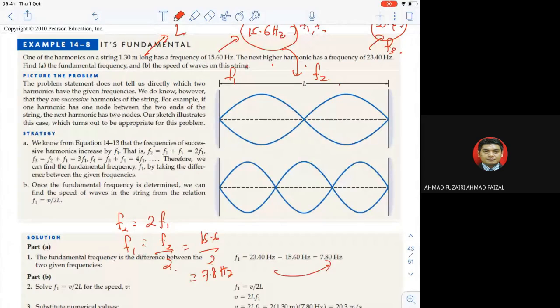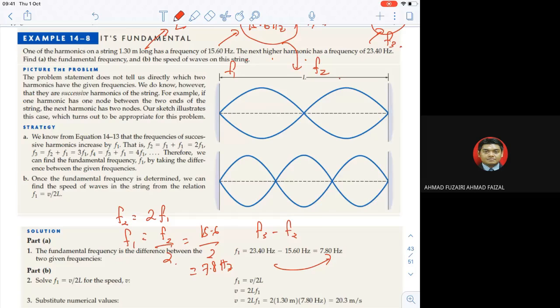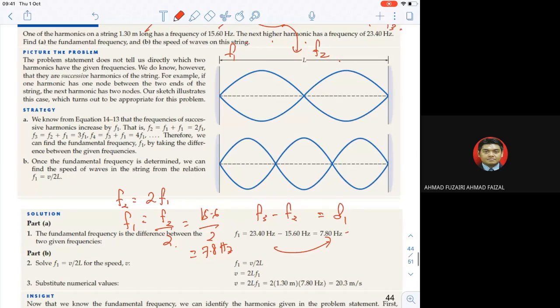The same. Okay, or you can use 23.4, meaning that F3 minus F2, because it should be one frequency higher than F2, so this should be F1. Okay, and the last is the fundamental frequency, and V is the speed of wave. Okay, speed of wave, right? So F is equivalent to V over 2L. You do have F, you do have L, and you need to find what is V.